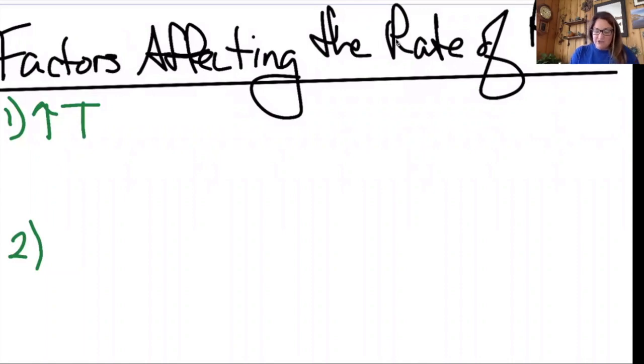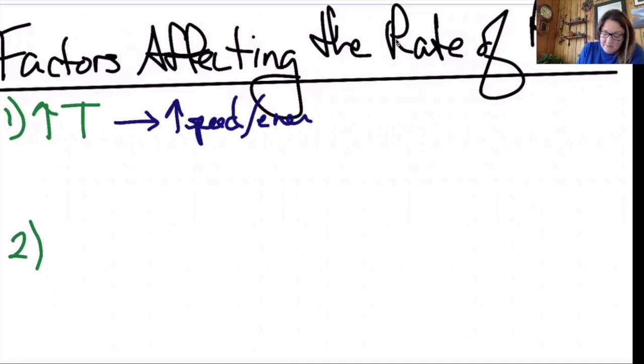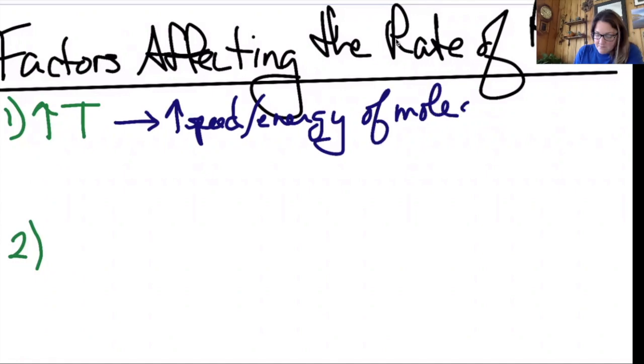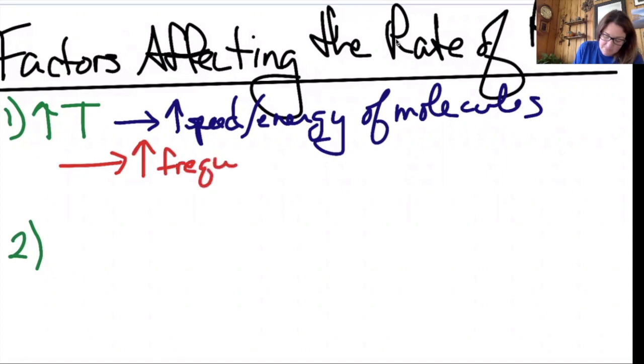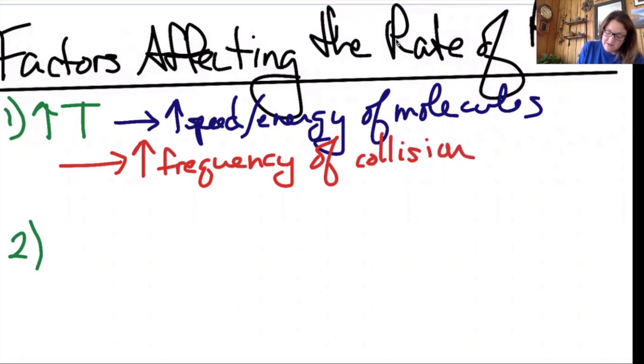If I increase the temperature, as you know, that makes molecules move faster, which is going to mean that we also increase the energy of molecules. So, two things will happen as a result of this. One consequence is that if the molecules are moving around more, we have a greater probability of collision. Or I can write it as an increased frequency of collision.